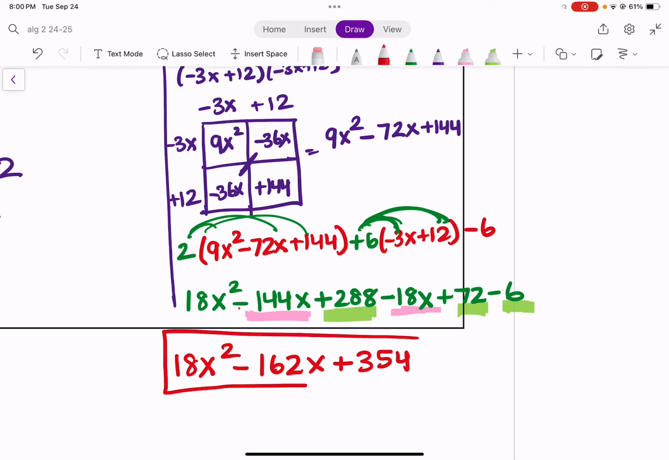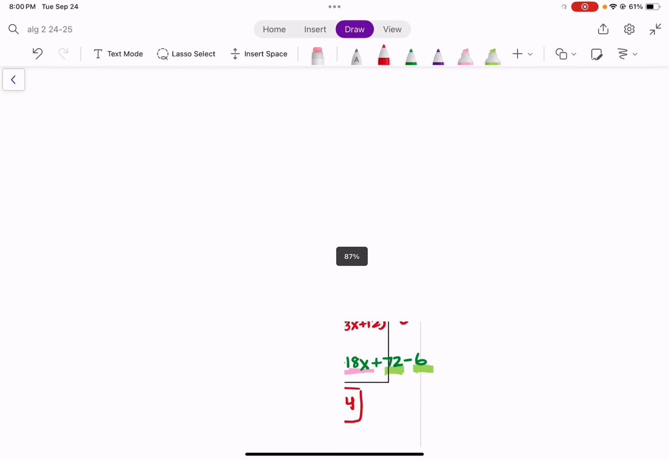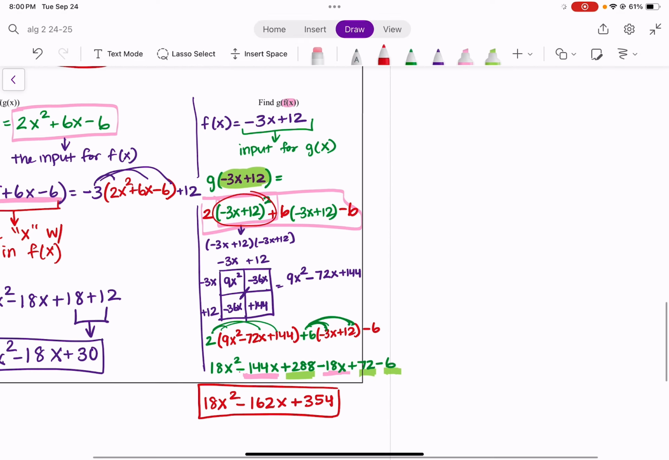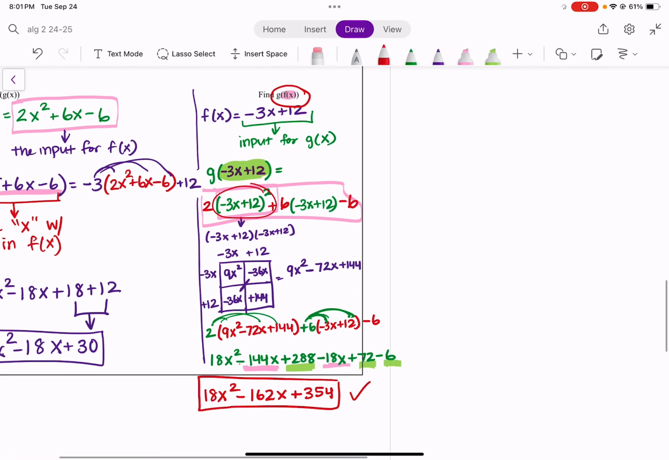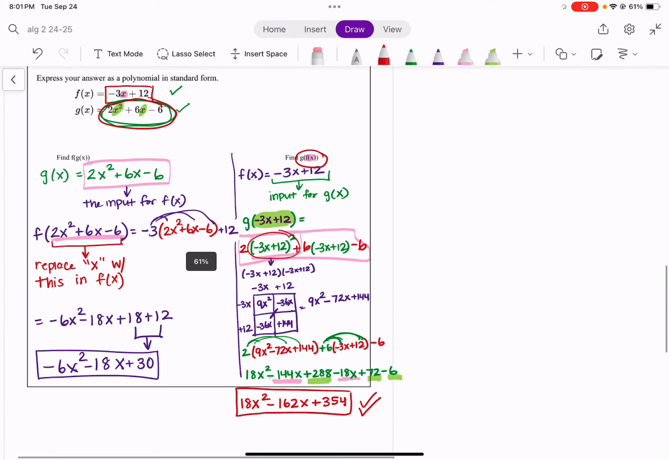So when I simplified this fully, remember the original question was g of f of x, I get this function right here. So it's a process, but it's doable.